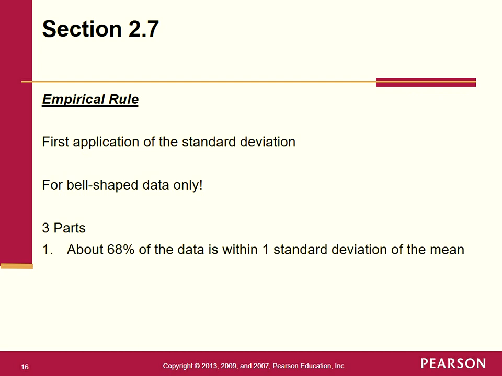Alright, part 1 says about 68% of the data is within one standard deviation of the mean. So the first thing is I use the word about. It's not exact, but it's pretty close. You're going to see where this comes from in another chapter. But for right now, we'll just say it's about 68%.